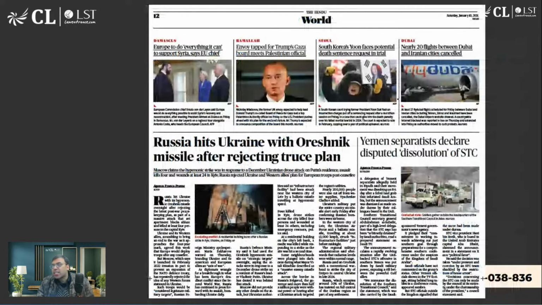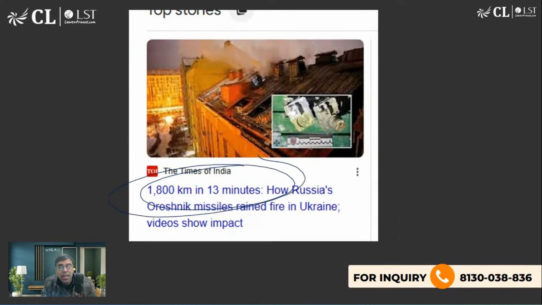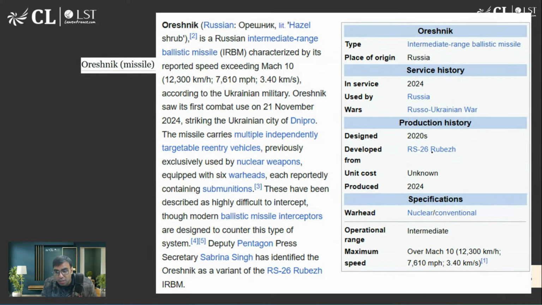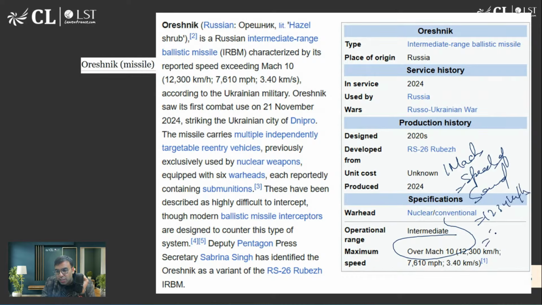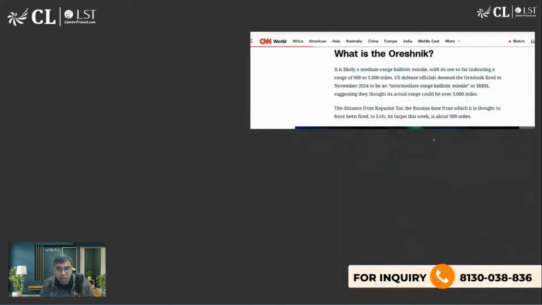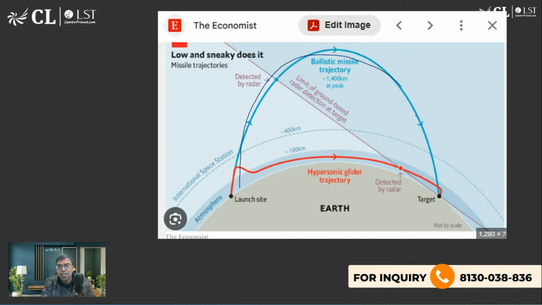Okay. Yes, in world page there was a news regarding Russia hits Ukraine with Oreshnik missile. So this Oreshnik missile was very much in the news. It's actually a ballistic missile of 10 Mach speed, 1800 kilometers in 13 minutes. 10 Mach speed is very fast. So 1 Mach is equal to the speed of sound. I'm saying speed of sound, not speed of light. And speed of sound is 1234 kilometers per hour, or I would say 343 meters per second. So 10 Mach is speed, which is very fast. Okay, that's what you should know. Oreshnik. So it goes like this. This is ballistic missile. Okay, which was used recently by Russia.